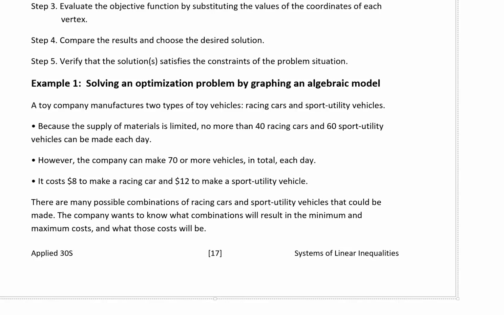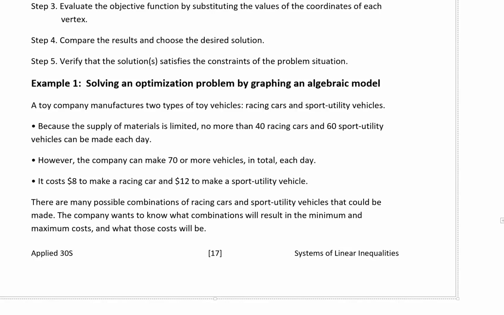If we go back here to page 17, we can reread the question. It says a toy company manufactures 2 types of toy vehicles, racing cars and SUVs. Because the supply of materials is limited, no more than 40 racing cars and 60 SUVs can be made each day. The company can make 70 or more vehicles in total each day. It costs $8 to make a racing car, $12 to make an SUV. Because there are so many different combinations in that feasible region, we just want to know which combinations result in the minimum and maximum costs.